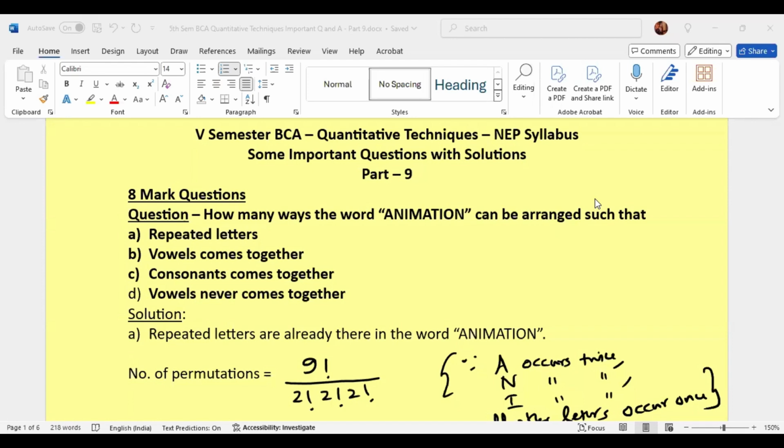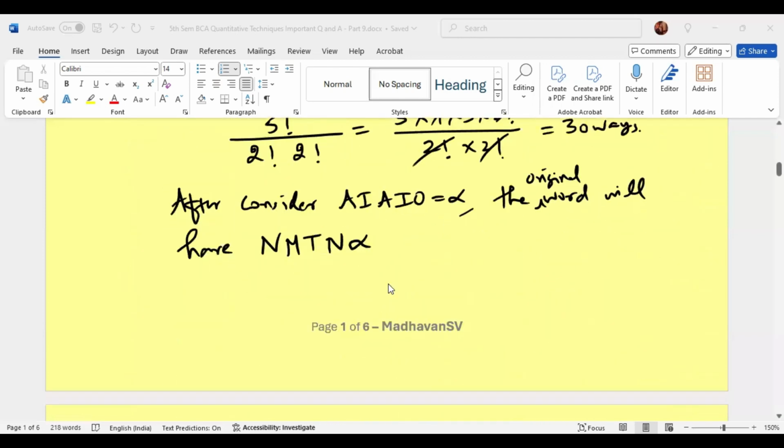Some of the important questions with its solutions. This is part 9. This question we started solving in the previous video. We solved already part A and part B of this question. We need to now solve part C and part D. The question is how many ways the word animation can be arranged such that consonants come together. So we will proceed with that.